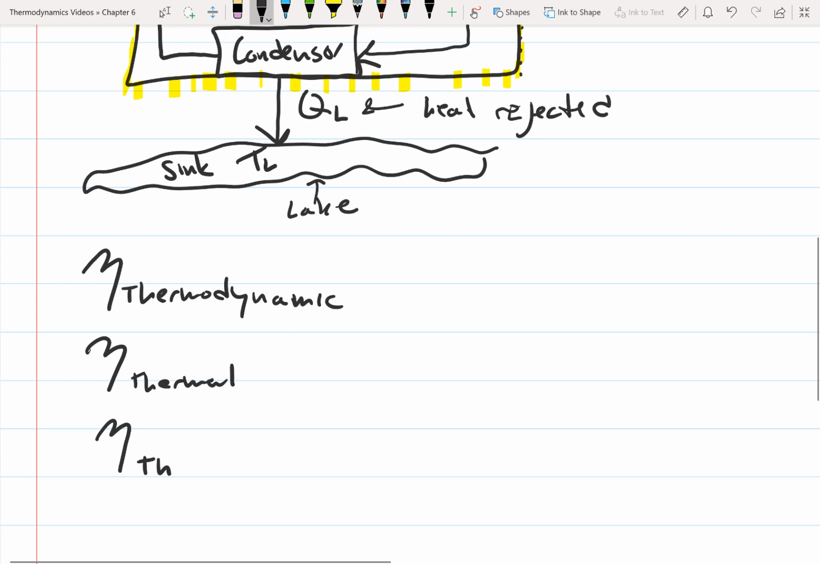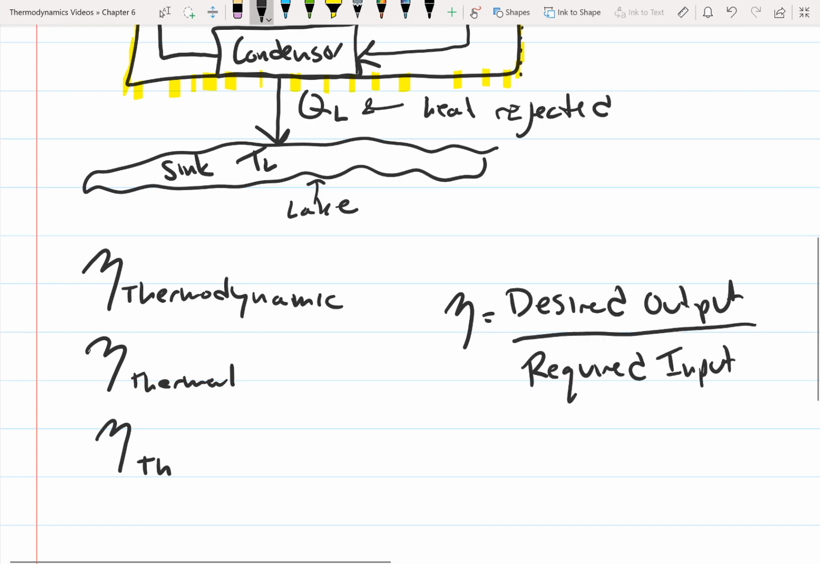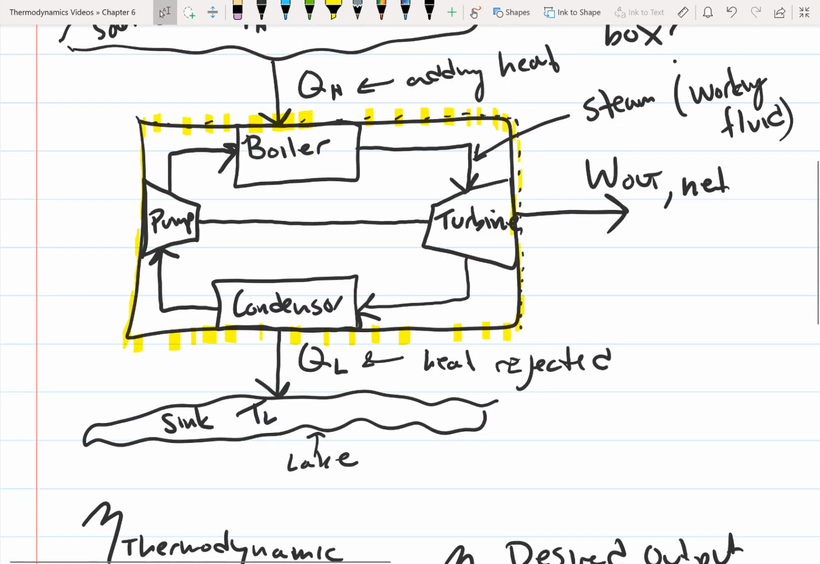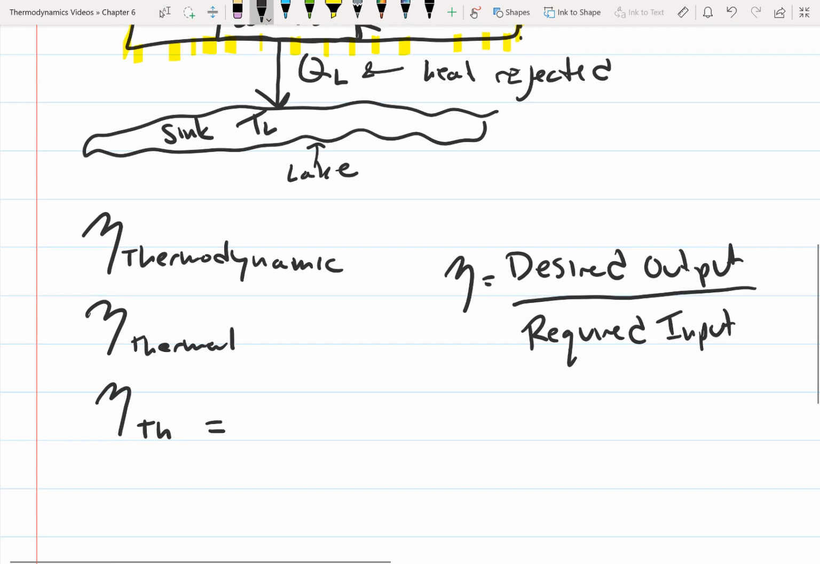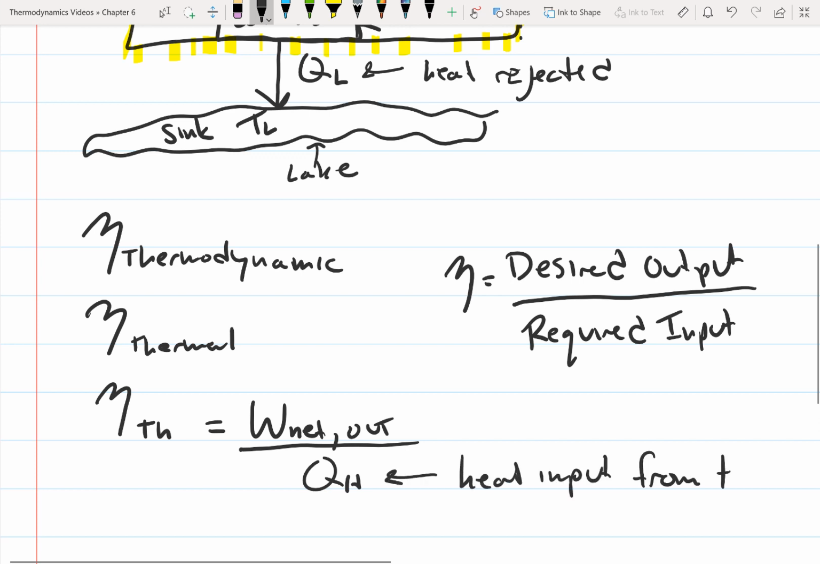And so we already know that efficiency is the desired output over the required input. So if we go back and look at our cycle, our desired output is this work, and our required input is this heat source. So we know what our desired output is, and we know what our required input is. So what we can do is we can write our thermodynamic efficiency as the work net out over the required input, which is QH. So this is the heat input from the source.